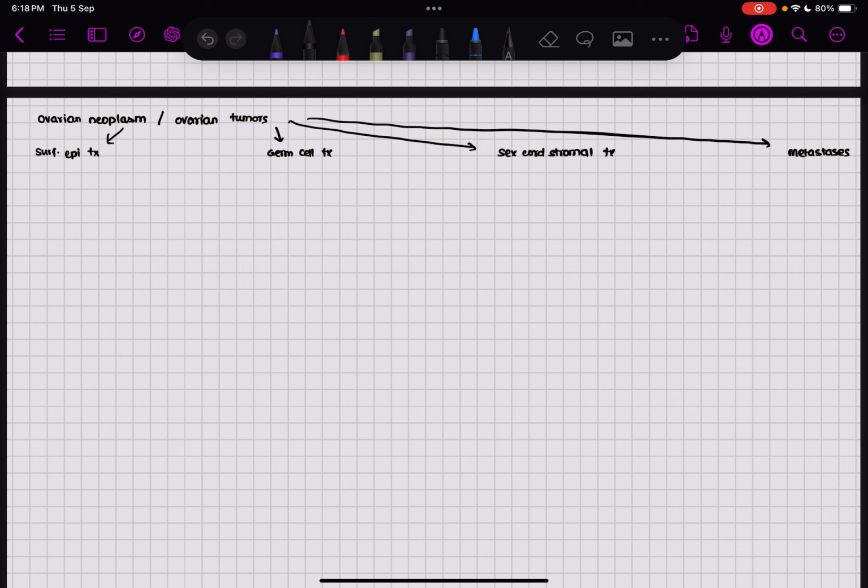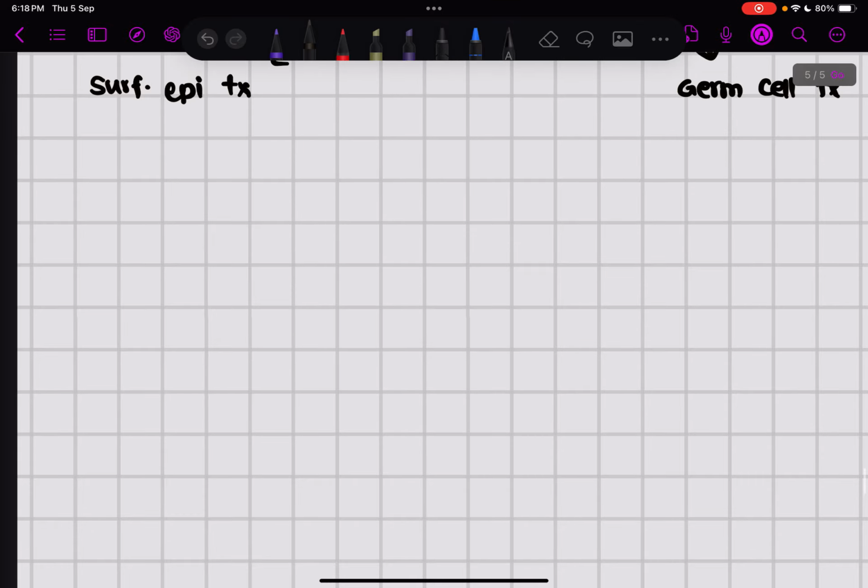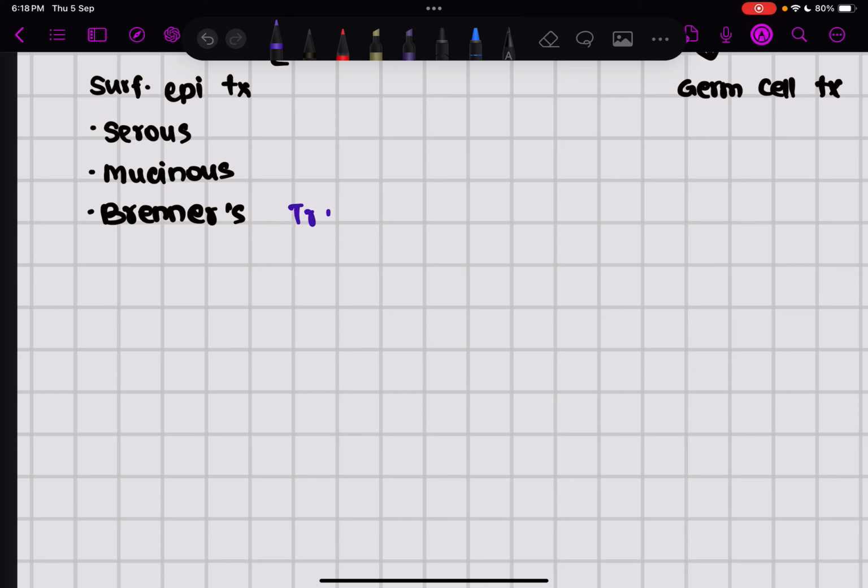Now under each heading we have got the following. Surface epithelial tumors can be further divided into 5 types: serous, mucinous, Brenner's, also known as transitional cell carcinoma or transitional cell tumor, clear cell carcinoma, and endometrioid tumor.